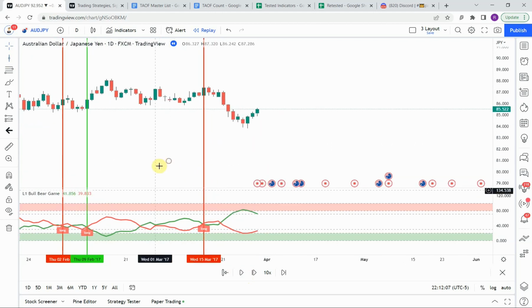All right, we pick up another long signal right here on this one and an immediate drop to the downside there. And so that one does come down and stop us out, unfortunately. Let's go ahead and continue on.